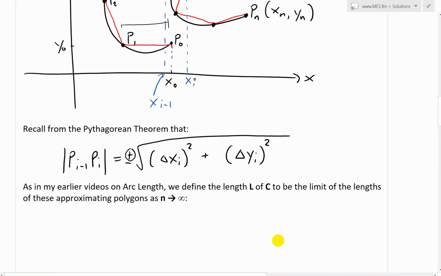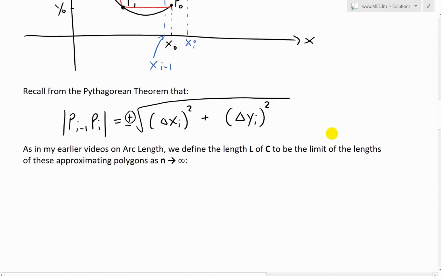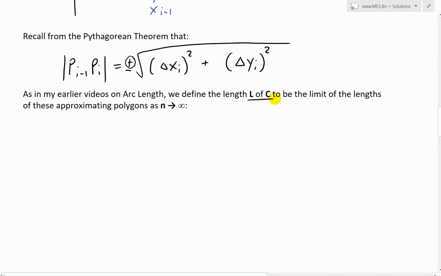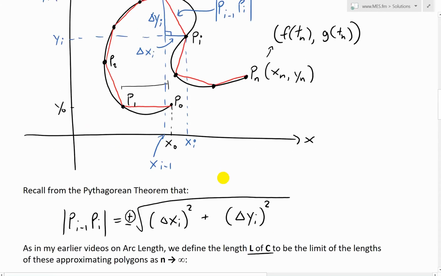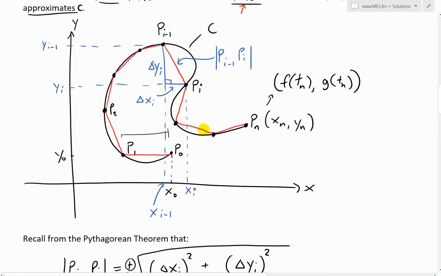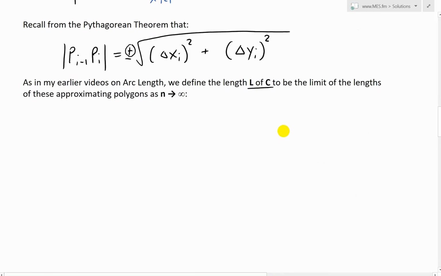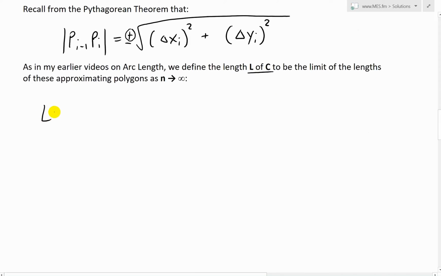And now, as in my earlier videos on arc length, we define the length L of the curve C to be the limit of the lengths of these approximating polygons as n approaches infinity. So this is just one line segment, but now we want an infinite number of them, and that's going to be our full length, which is L equals the limit as n approaches infinity of the summation. So now we sum up each of these line segments.